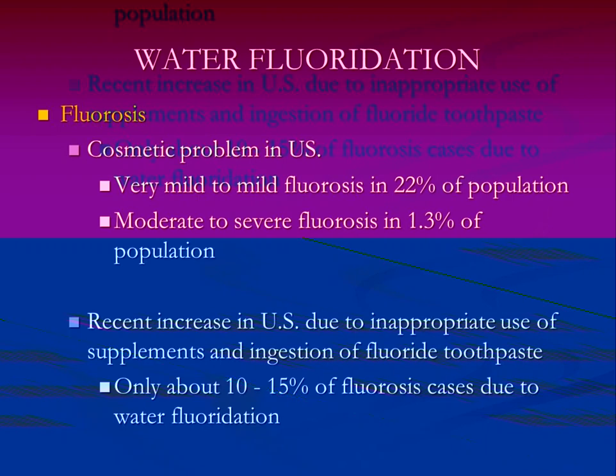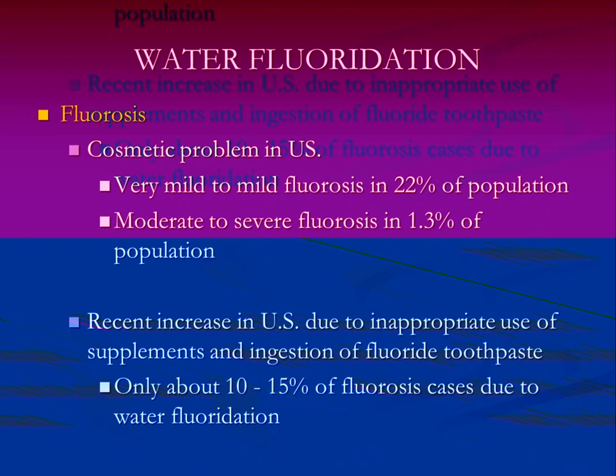And about a fifth to a quarter of the population have those little white specks, where we classify them as very mild or mild cases of fluorosis. Only about 1% of the population in the United States has moderate to severe fluorosis. And typically we see that mainly in the western United States, and that's because their water supply just naturally has higher levels of fluoride overall.